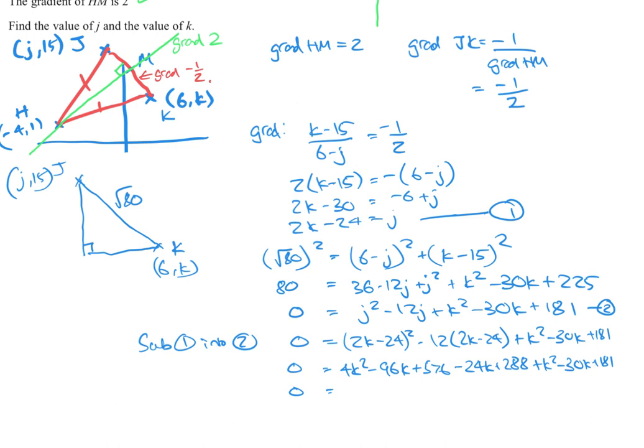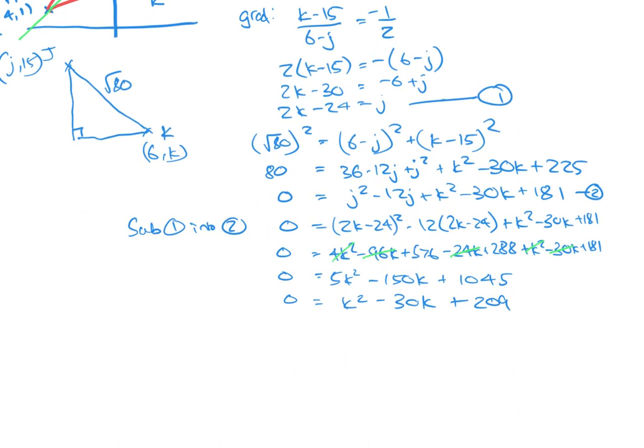So we've got, what have we got here? We've got 4k squared plus k squared. Well, that's 5k squared. We've got minus 96k minus 24k minus 30k. So that works out to be, I think, minus 150k. And then I have 576 plus 288 plus 131 gives us 995. What I have here is an equation where there's only one unknown, k. It's a quadratic. So can I solve this? Well, actually, looking at it, these are all multiples of 5, so let's just make this a little bit easier. Let's divide by 5. So 0 equals k squared minus 30k plus 199.